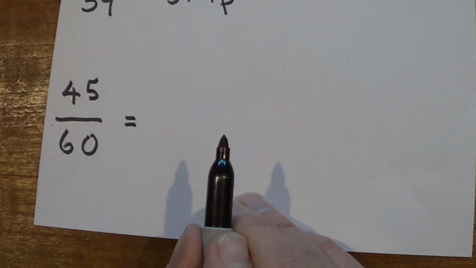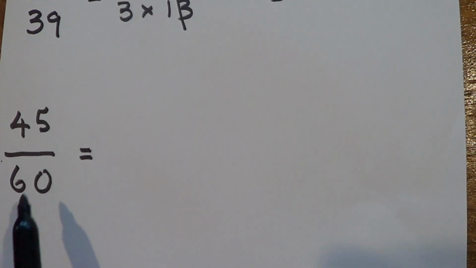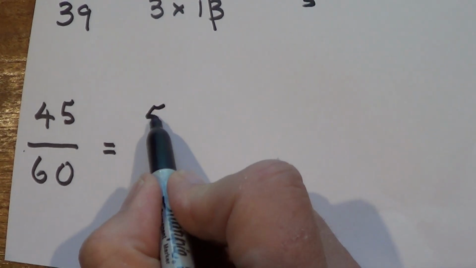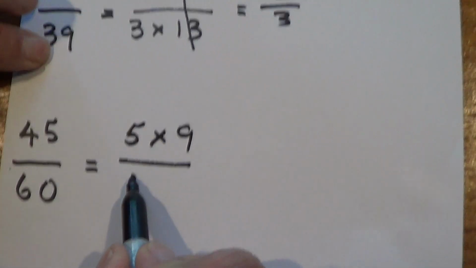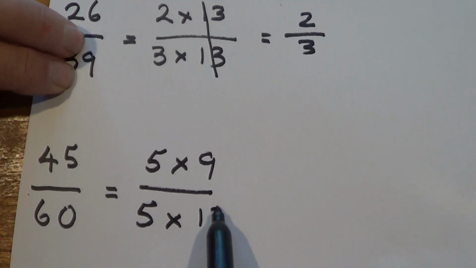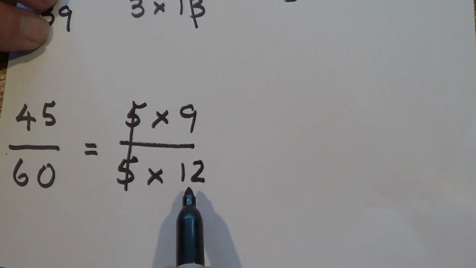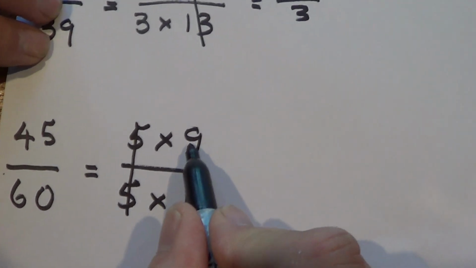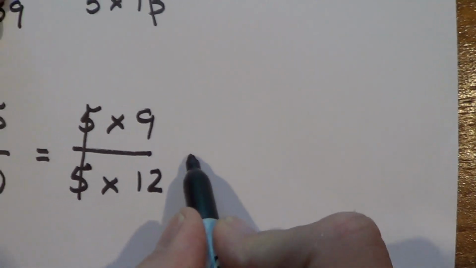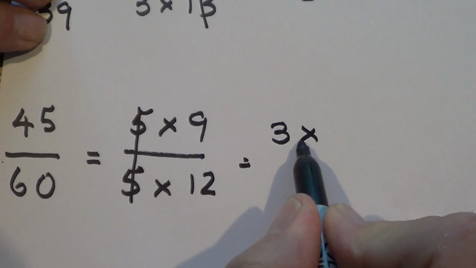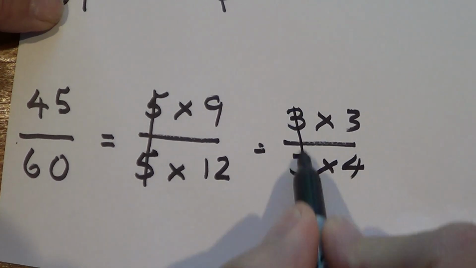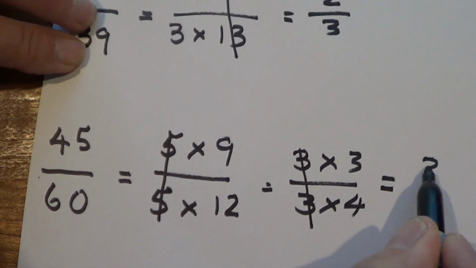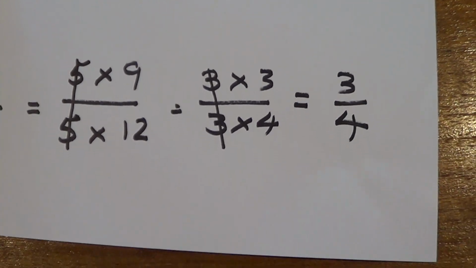Now, the next one ends in 5 and 0, so 5 is a factor. That's 5 times 9, and that's 5 times 12. Now the 5's will cancel, but look, it's still not in the simplest form, because 3 is a factor of the top line and the bottom line. Now that becomes 3 times 3 over 3 times 4. We cancel out the 3's, and the final answer is 3 over 4, and we're done.